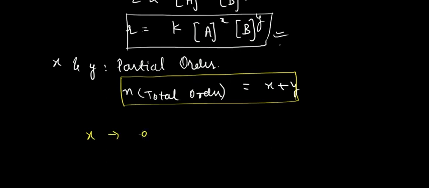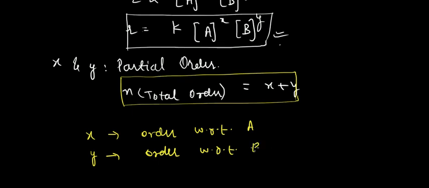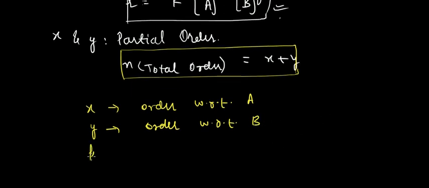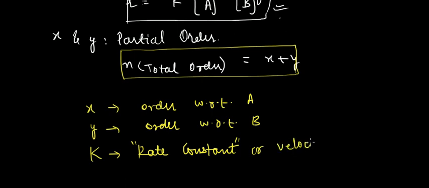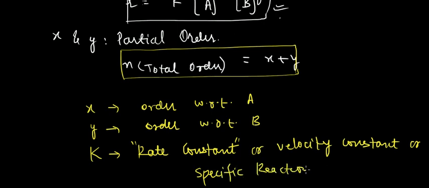So X is the order with respect to reactant A, Y is the order with respect to reactant B, and K is the rate constant, or velocity constant, or specific reaction rate, but generally we say it as rate constant.